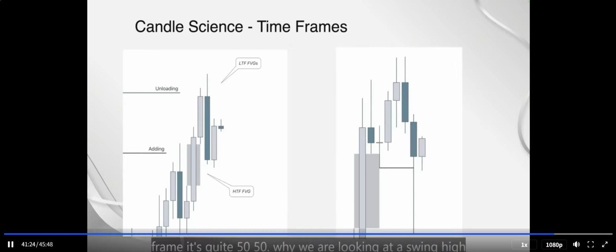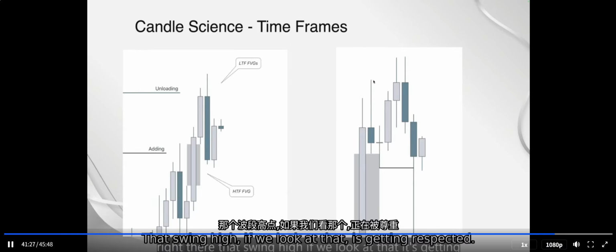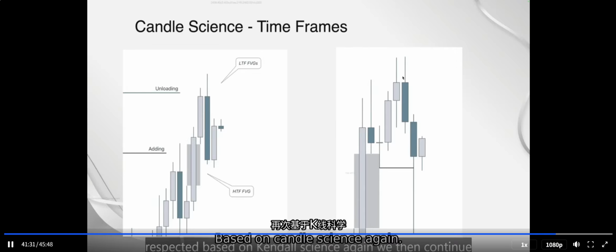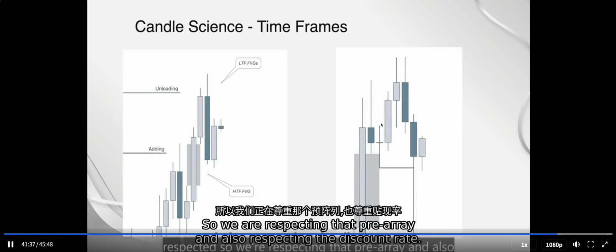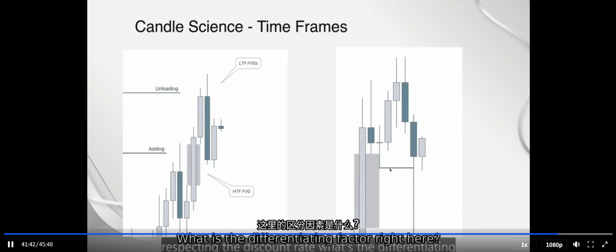Why? We are looking at a swing high right there. That swing high, if we look at that, is getting respected based on candle signs again. We then continue lower. We then have this swing low. It's also getting respected. So we're respecting that premium rate and also respecting the discount rate. What is the differentiating factor right here?